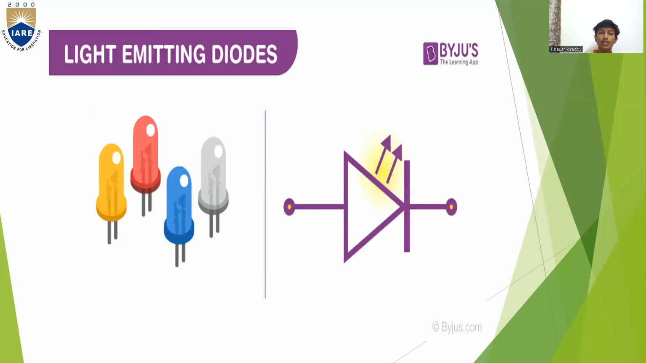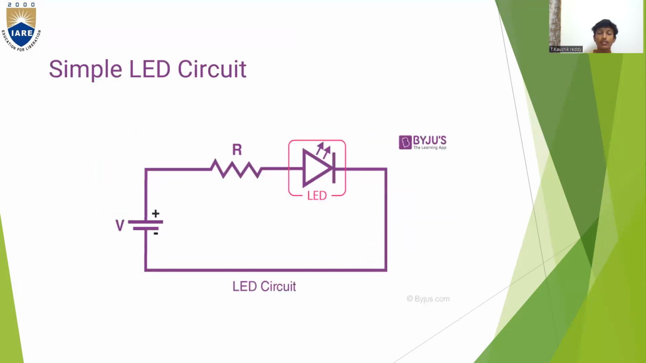Here is the basic diagram. On the left we can see the light emitting diode, or a small bulb, which produces light in the form of energy. So this is a basic circuit for an LED. On the left it is a battery, R is a resistor, and the one that is highlighted is the LED, the light emitting diode.